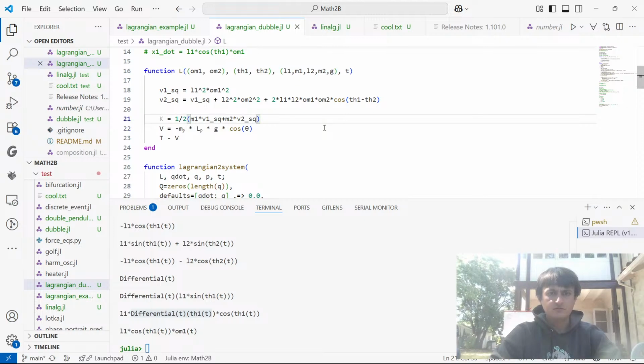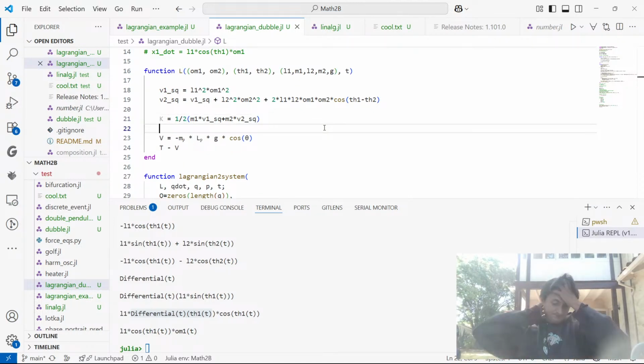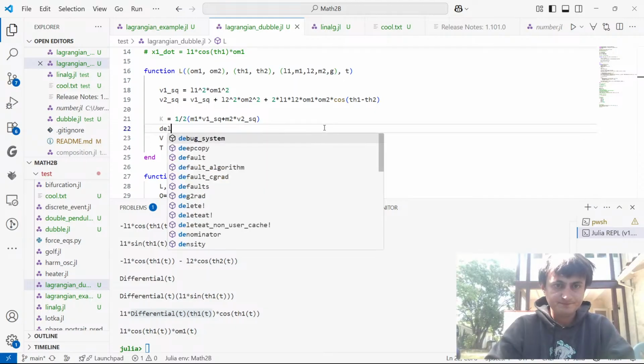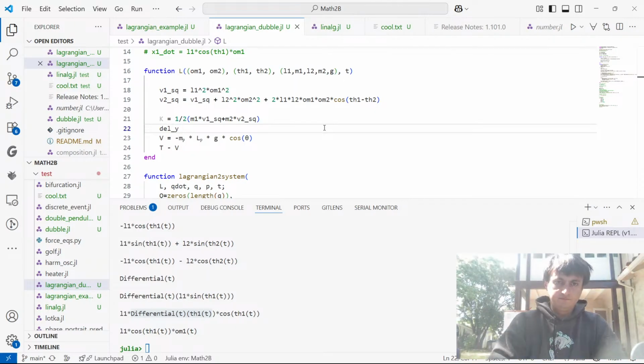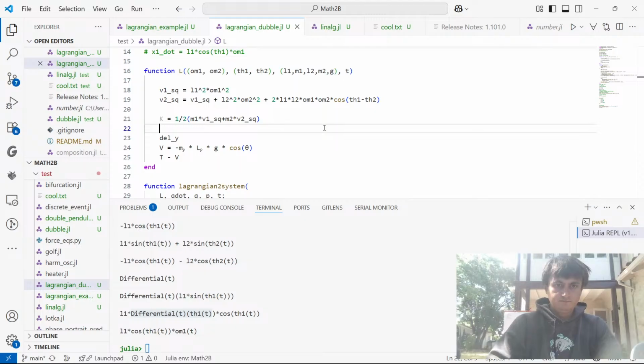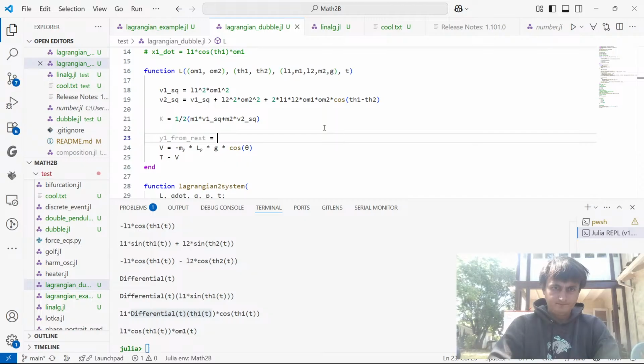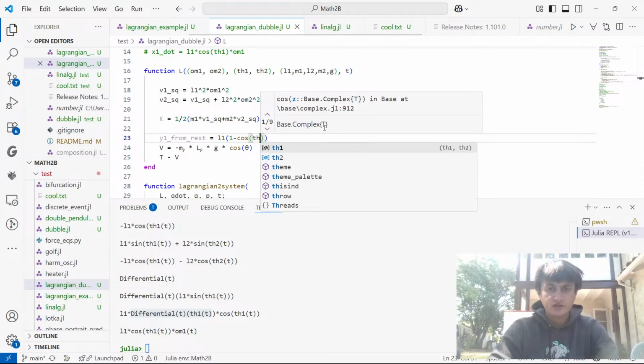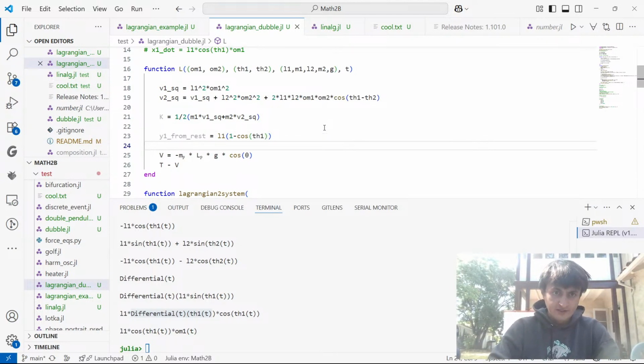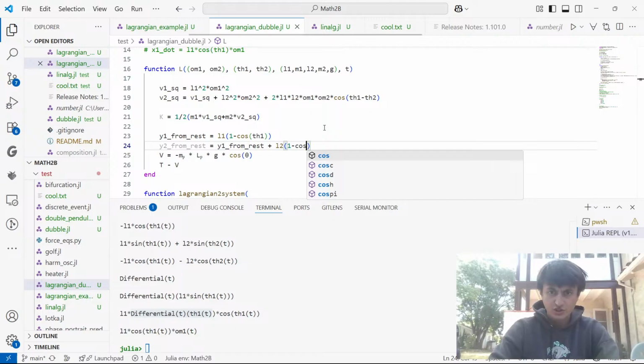And now the delta y: this is going to be L1 times 1 minus cos theta 1. And then y2 from rest is equal to y1 from rest plus L2 times 1 minus cos theta 2.